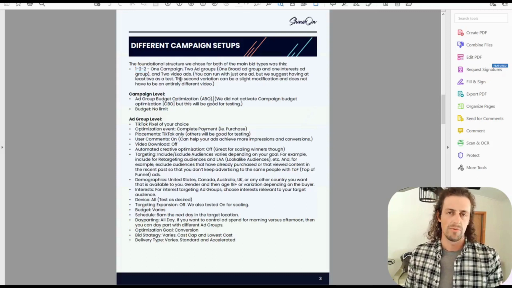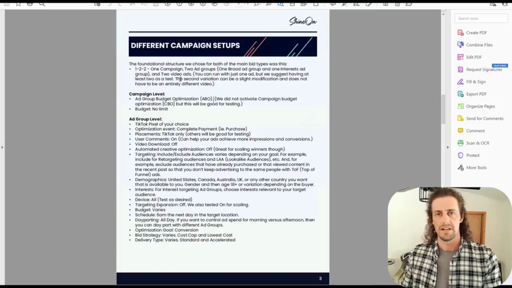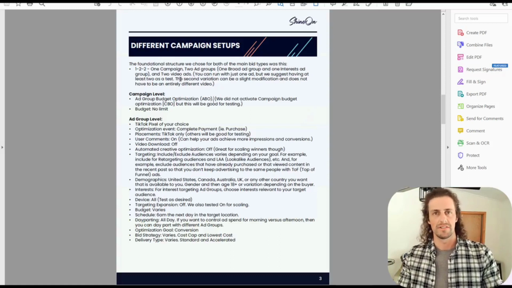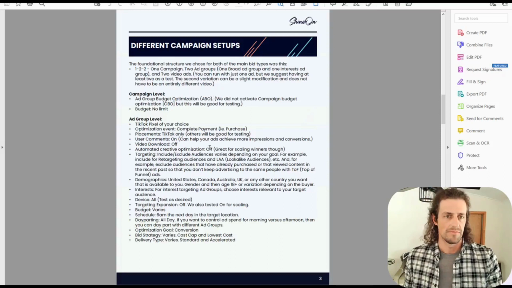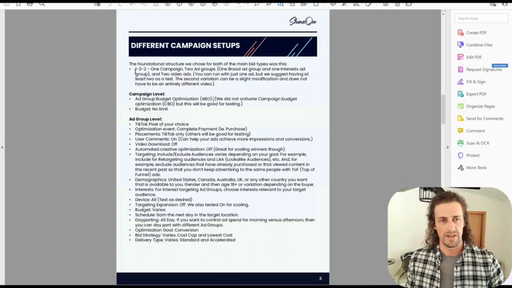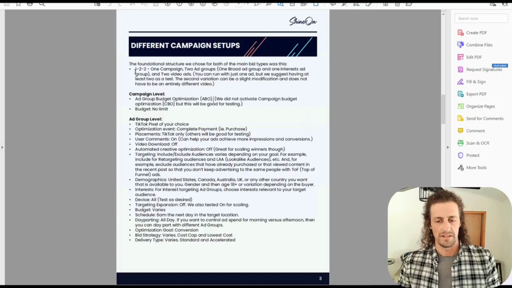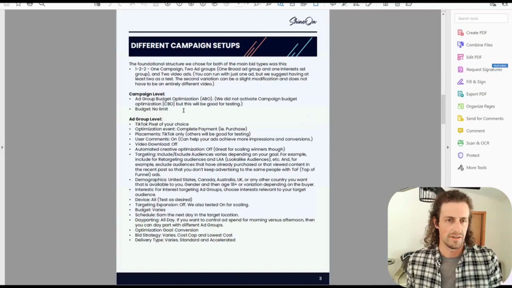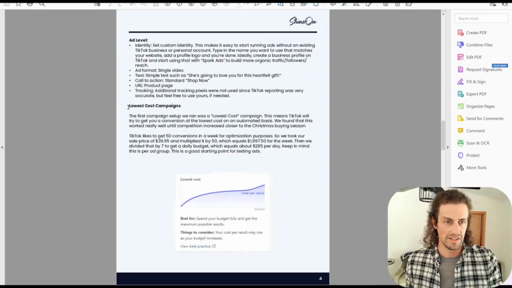And we were running these as basically ad group optimization, or as you often hear, ABO, ad budget optimization. In TikTok, they call them ad groups. Same thing. So what we would do is set up one campaign. We'd have the 2 ad groups. One ad group would be basically an auto bid. I'll just go ahead and go to the next page and show you so we can start looking at this.